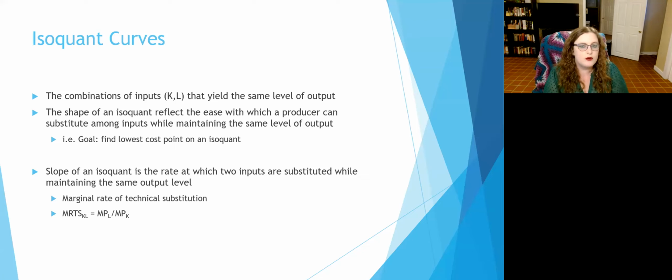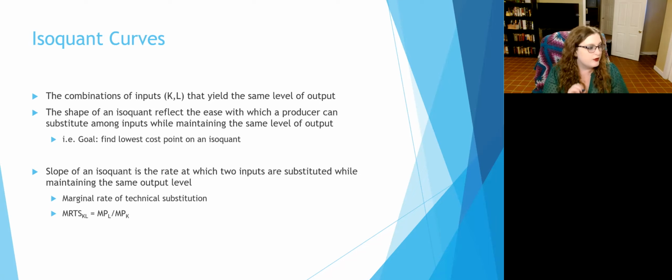The shape of an isoquant reflects the ease at which a producer can substitute among inputs while maintaining the same level of output. So our goal is to find the lowest cost point on an isoquant. We want to figure out how we can make the most amount of stuff for the inputs that we have, right? So the slope of the isoquant, this is the rate at which two inputs can be substituted for each other. We call this the marginal rate of technical substitution.